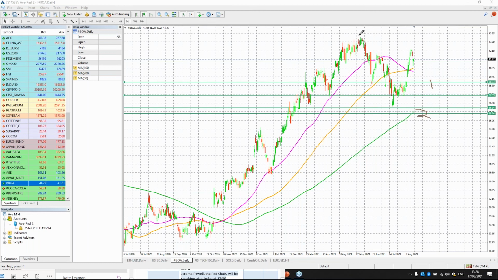In terms of resistance, the first resistance that we're going to be considering is this one. After that, it will be 45. I'm going to write that one over here. 45 would be our next area of resistance in relation to Bank of America.